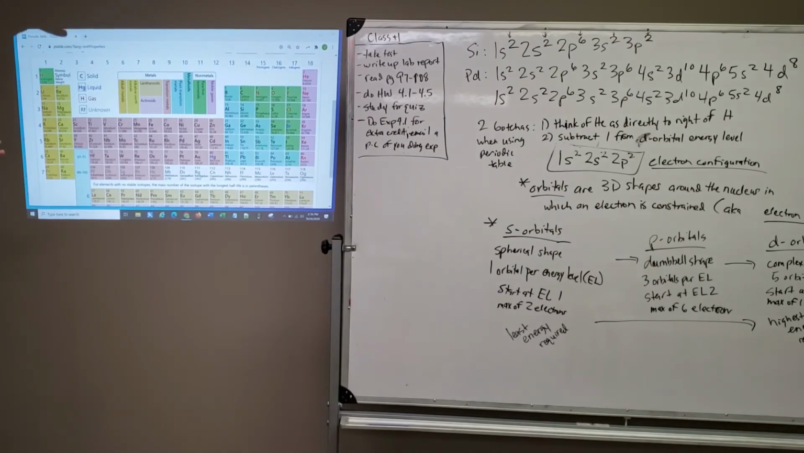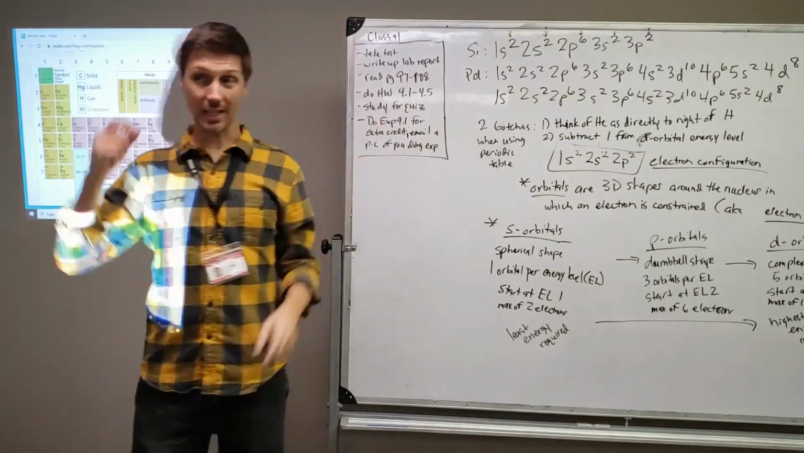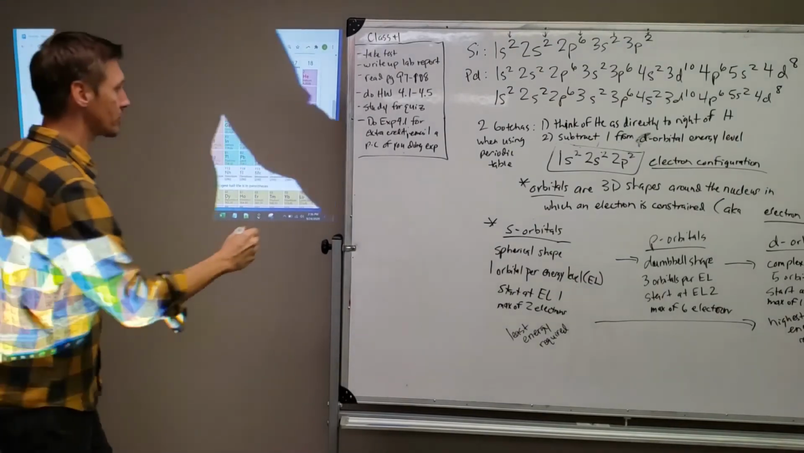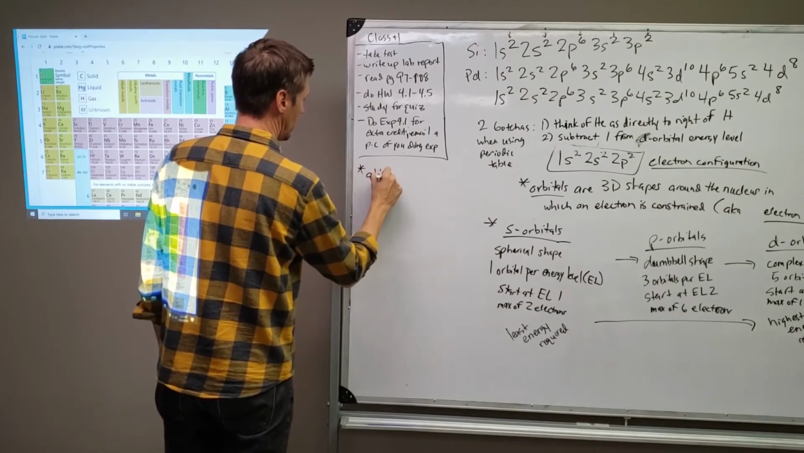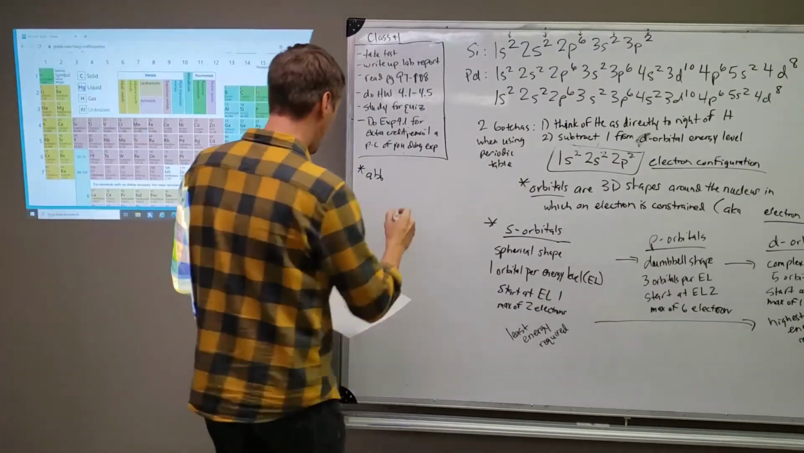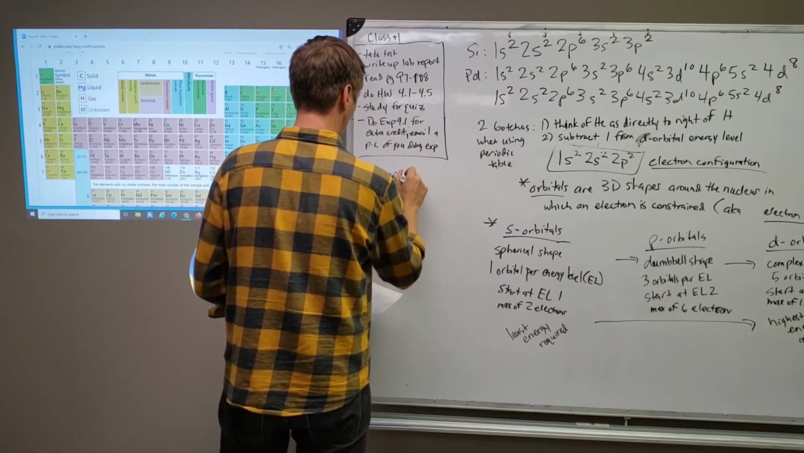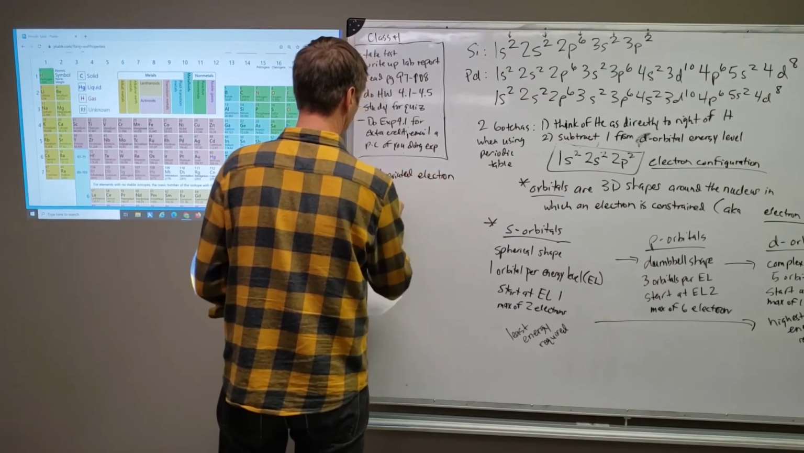The last thing that I want to show you is these are kind of a pain to write out because they can get really long, right? So there's an abbreviated electron configuration, all right? So the abbreviated electron configuration.